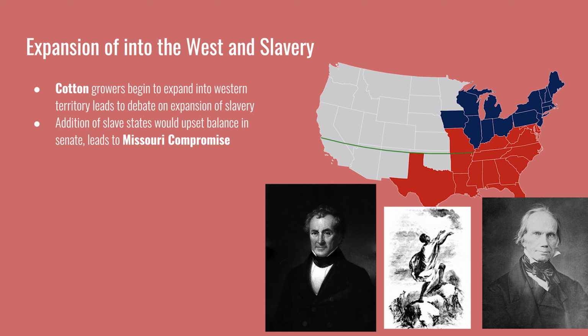The addition of slave states would have upset the balance in the Senate, and it leads to the Missouri Compromise. Through that compromise, Missouri is admitted into the Union as a slave state, and Maine is carved out in the Northeast and admitted as a free state. The 36°30' line of latitude, Missouri's southern border, now becomes the northern limit of slavery.